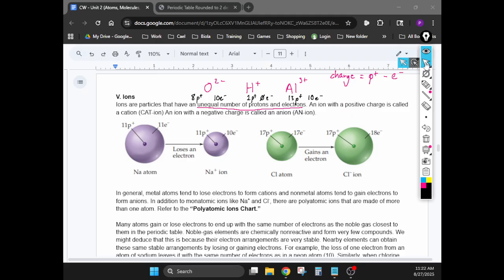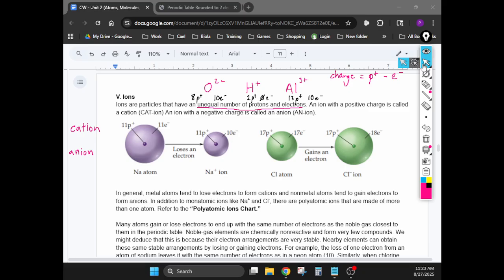All right, now before we move on, just some terminology that you should get used to. An ion that has a positive charge, so if it's an element with a positive charge, we call that a cation. And if it has a negative charge, it's called an anion. I'm going to be using those terms just kind of naturally as we go throughout the year.